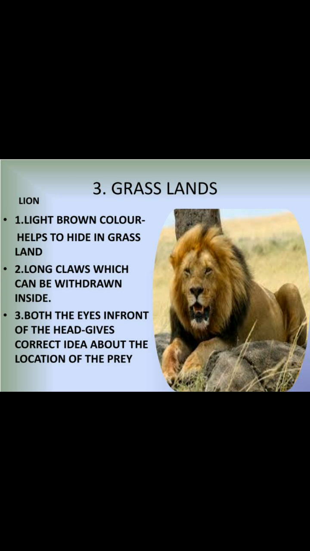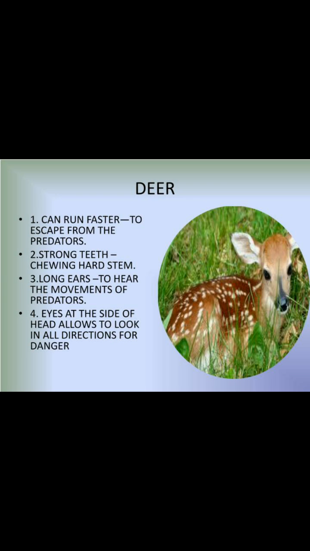Next one is grassland. So light brown color helps to hide in grassland. Grass also, when it dries, looks similar. Long claws which can be withdrawn inside. Both the eyes in front of the head give a correct idea about the location of the prey. So where the prey like deer, rabbit, anything goes, on both sides, it will see properly and it will catch and have it as their food.